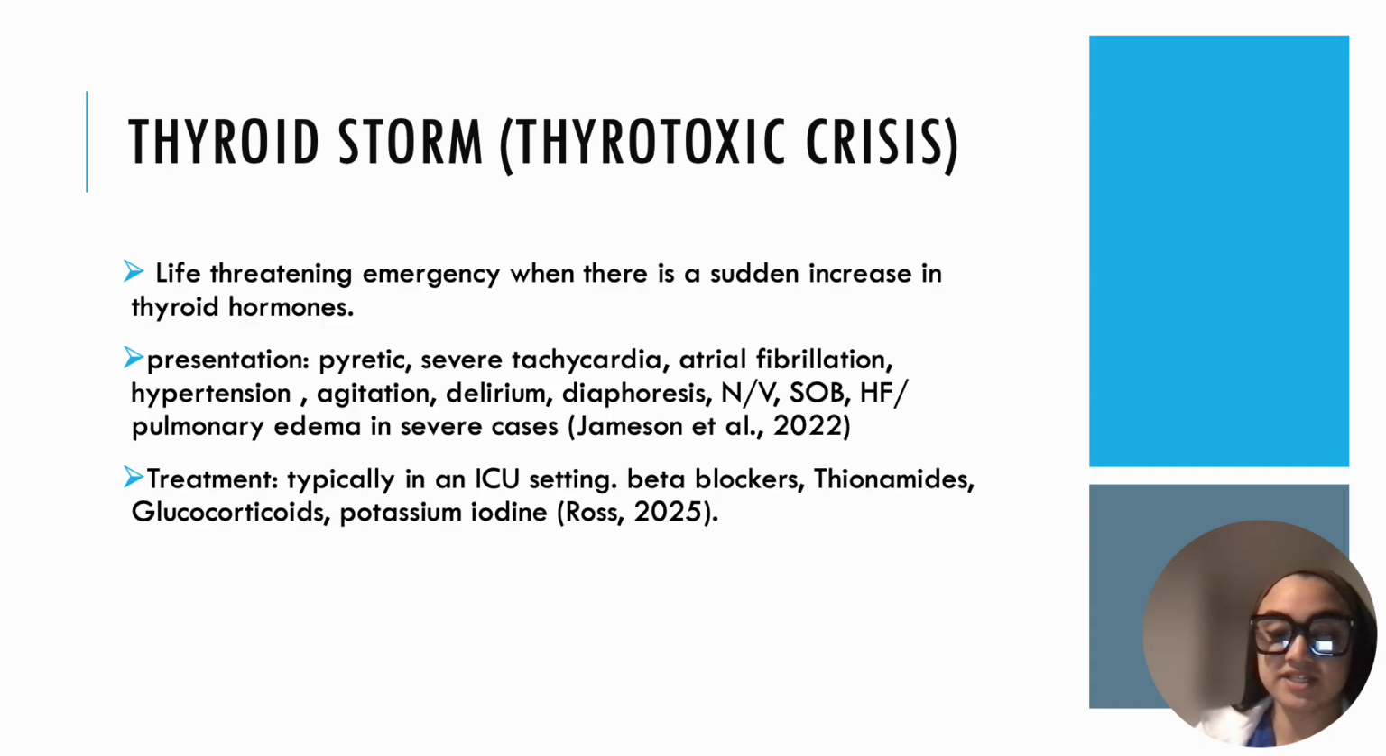Thyroid storm is a potential complication that you see in hyperthyroidism. It's also known as thyrotoxic crisis. This is a life-threatening emergency when there is a sudden increase in thyroid hormones. Typically, patients may have high fevers and severe tachycardia. Sometimes they will present with atrial fibrillation, hypertension, agitation, delirium, diaphoresis, nausea, vomiting, shortness of breath, and in severe cases you may see heart failure or pulmonary edema.